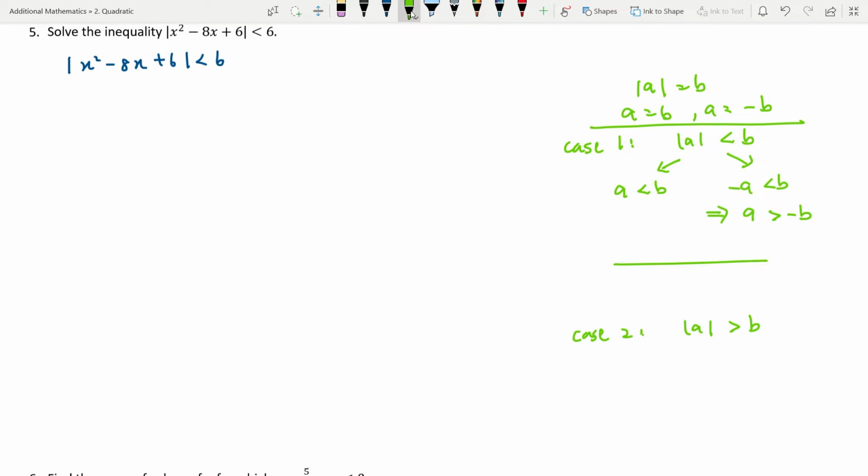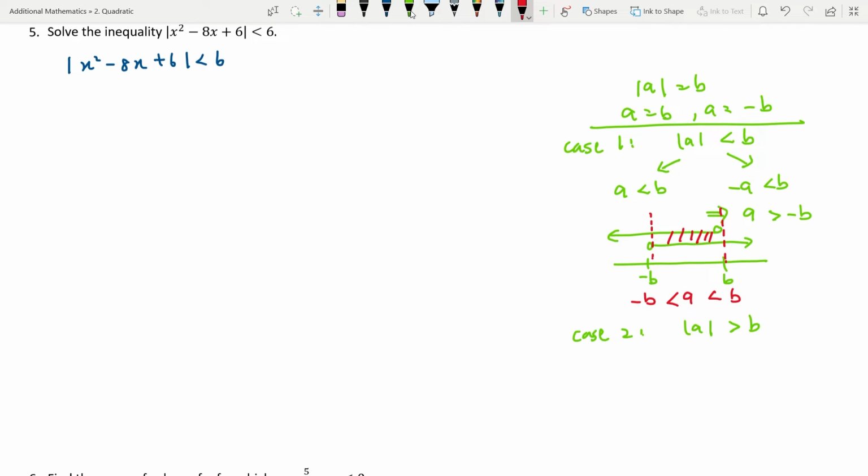We draw a number line. We have negative B and B. From the first inequality, A is less than B, so we have this line. And from the second inequality, A is greater than negative B. We find the area where it satisfied both inequality. Hence, modulus A is lesser than B is the same as A is greater than negative B and lesser than B.